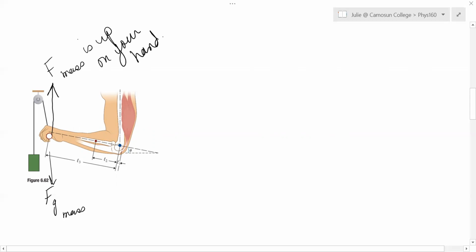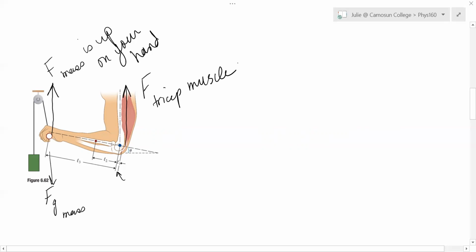Now, in order to counteract that upward force, which would just make your forearm fly up, your tricep muscle here also pulls up. And you see how close this is? This little distance here is the distance between where your tricep muscle pulls up. Remember, muscles can only pull. So this is the tricep muscle.